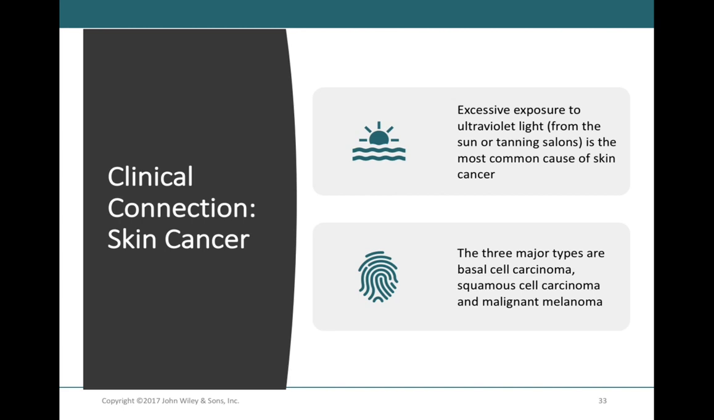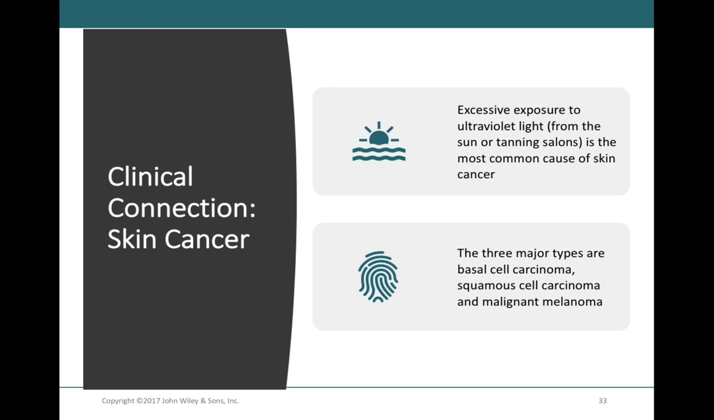So the last major topics in the integumentary system that I'd like to cover are going to be the pathological conditions that are associated with the integumentary system. So first and foremost is skin cancer. Skin cancer is a very, very serious condition. However, it can often be treated if it is caught early. The primary cause of skin cancer is excessive exposure to the sun.